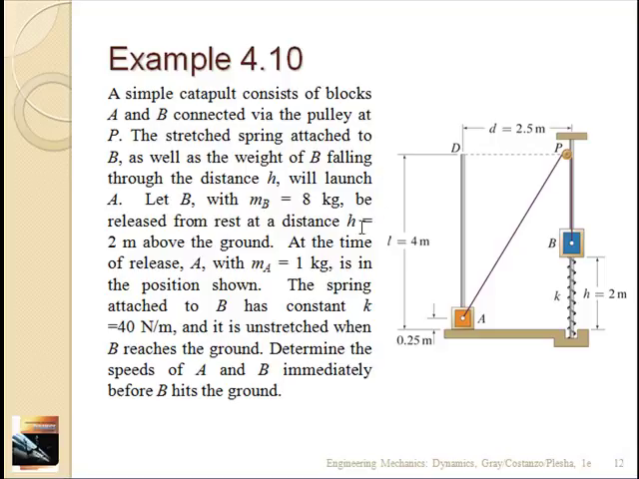All right. So let's assume we have some parameters. Block B weighs 8 kilograms. It's released from rest at 2 meters above the ground. Okay. When it's released, mass A, which is 1 kilogram, is in the position shown, right? So we pull this up to 2 meters. This is at the bottom. We let go, and we see what happens. The spring constant is 40 newtons per meter. And the question is, how fast are B and A going when B just hits the ground?